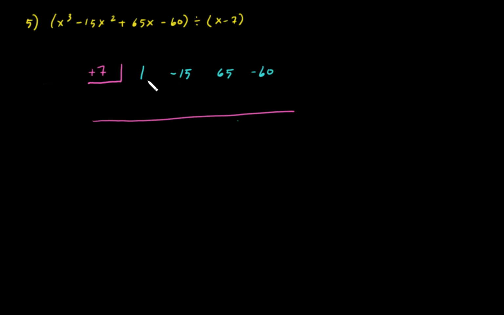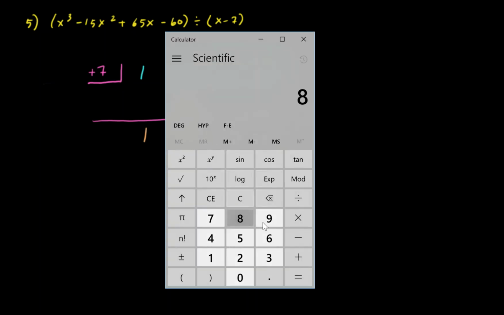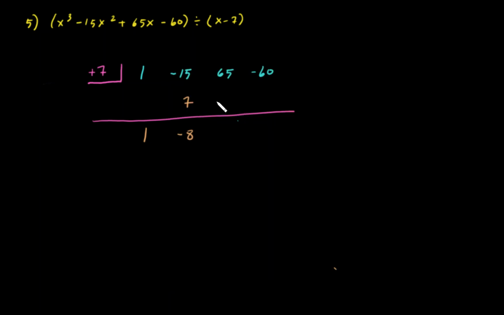Okay, so the very first thing that we do is we bring down the first term, 1, and then we multiply 7 times 1, so we get 7, and then we add negative 15 with 7, so we end up with a negative 8. Negative 8 times 7, what's 8 times 7? 56. It's a negative 56.